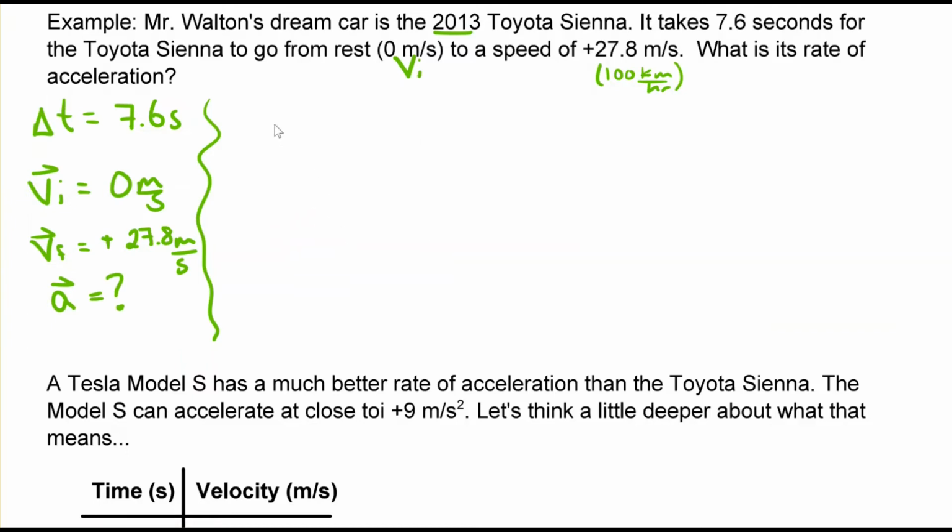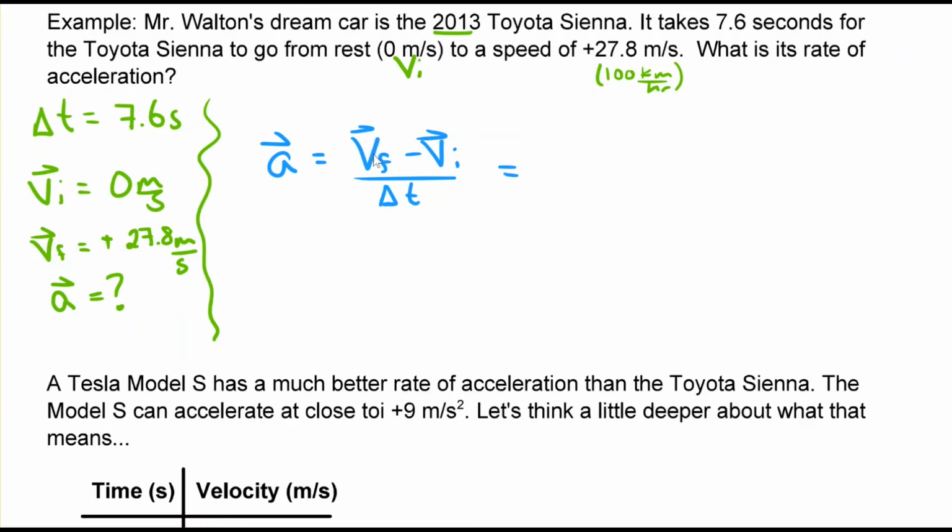Easy peasy lemon squeezy. Acceleration is VF minus VI over delta T. Remember, that's our first mark. Just writing down the appropriate formula gets you 1 mark out of 3 usually, or a half mark out of 2, something like that.